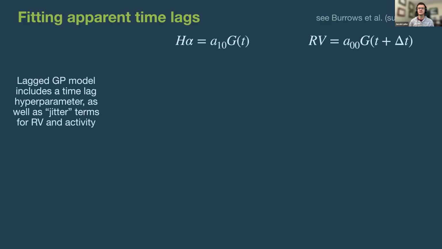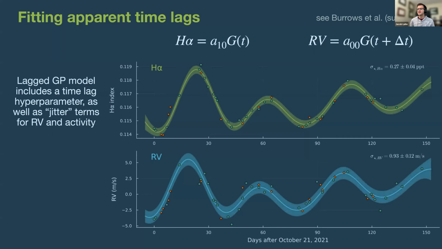And so in this model, we're fitting a time lag hyperparameter, as well as a few jitter terms, one for the radial velocities and one for activity. And this is because we're fitting an RV model that is informed on the activity indicators. We don't expect that to capture all of the variability in the time series. Again, things like oscillations, granulation, and just other instrumental effects are going to end up being captured by this jitter term. So here's a fit using this lagged model.